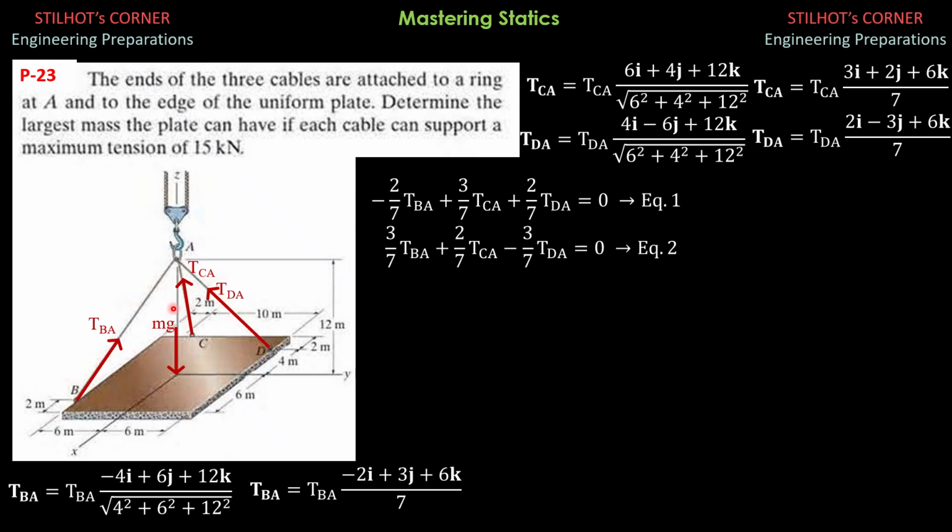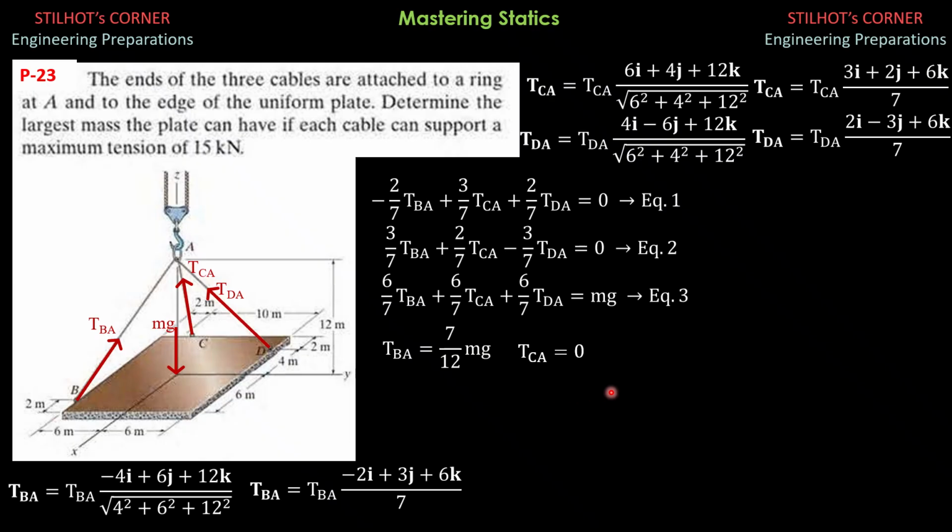Finally, summation of forces along Z equals 0. So take note that this is negative mg, then equals 0. So we transpose that to the right. It is mg on the right side of the equation. So it is 6 over 7 tension BA plus 6 over 7 tension CA plus 6 over 7 tension DA equals mg. Equation 3. Solving these three equations simultaneously, we get tension BA equals 7 over 12 mg, tension CA 0, and tension DA equal to 7 over 12 mg also.